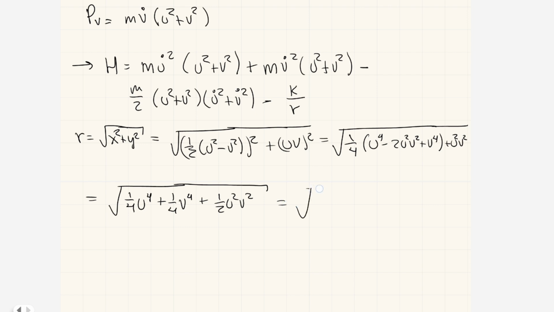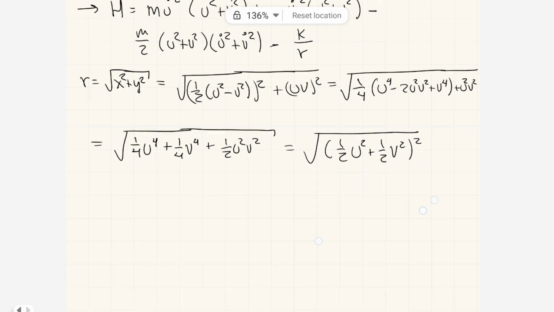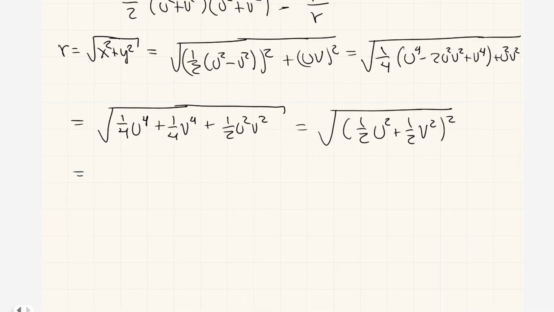That can be seen as the square root of 1/2 (u² + b²) raised to the second power. So this can be seen as just 1/2 (u² + b²). So yeah, we get that r is equal to 1/2 (u² + b²).